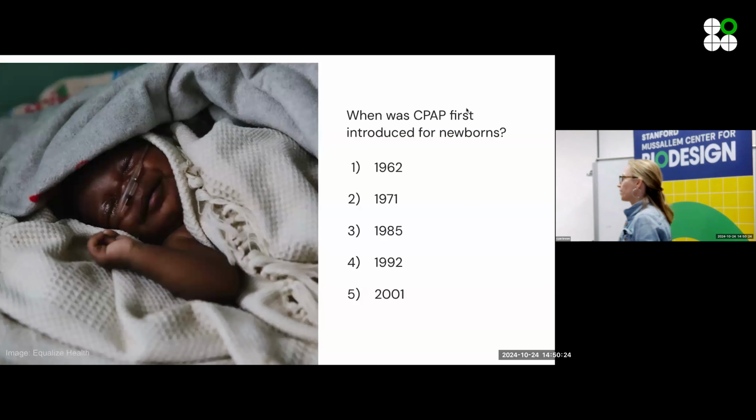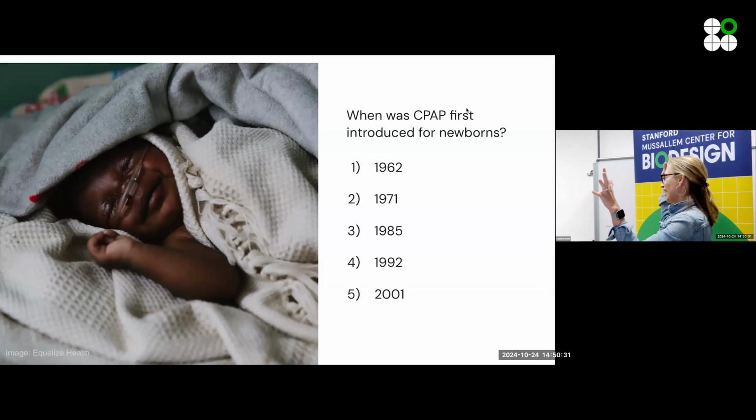So our first interactive portion, for our friends online, you'll just have to have this in your head. I'm going to have you vote with your hands. When was CPAP first introduced for newborns? Who thinks it was 1962? Hands. Okay, great. 1971? A few more hands. 1985? Okay, about the same number of hands. 1992? Okay, a little less. And 2001? Okay, no hands. All right, you guys are pretty good.